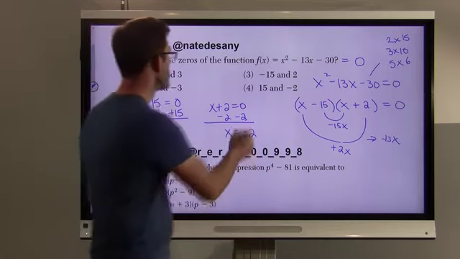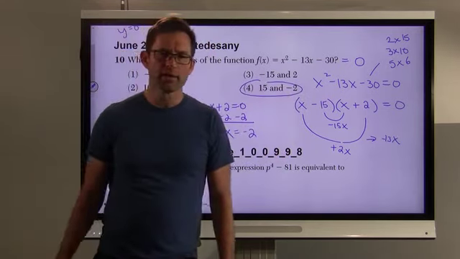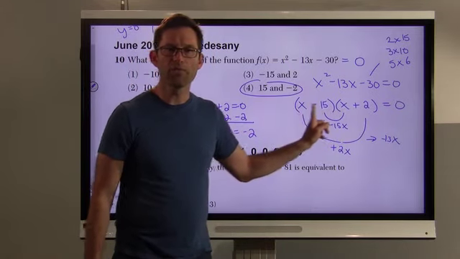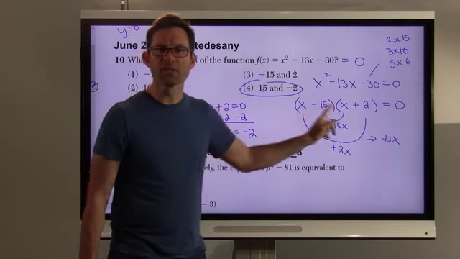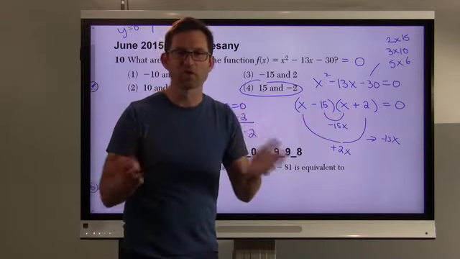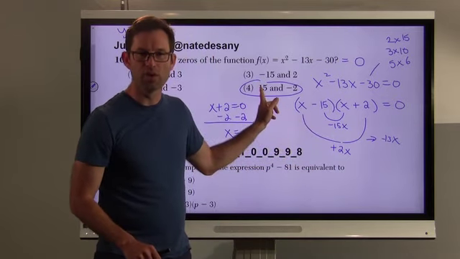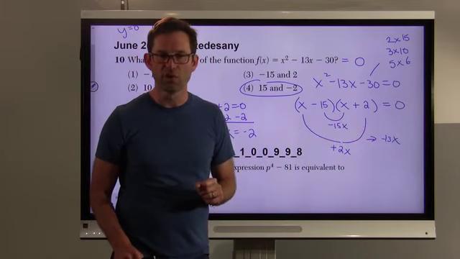So, right here. Now, one other thing. Notice that when it's factored like this, if the leading coefficients on those x's are 1, then the zeros are kind of the opposite of what you see. It's like that horizontal shifting thing all over again. x minus 15 gives you a zero of 15, and x plus 2 gives you a zero of negative 2.